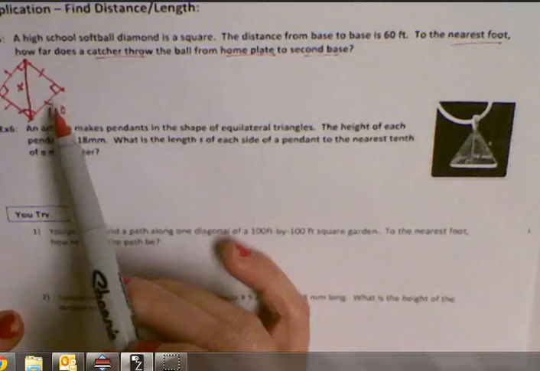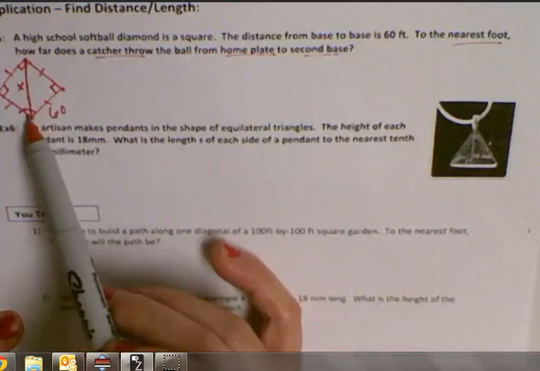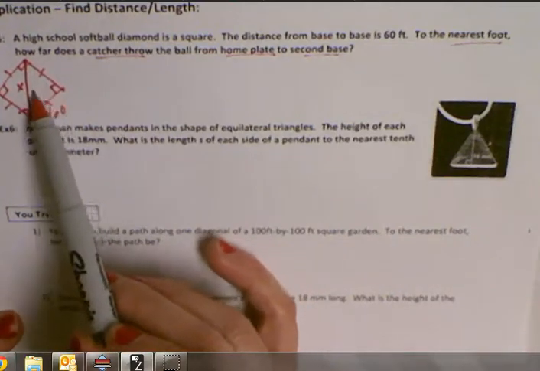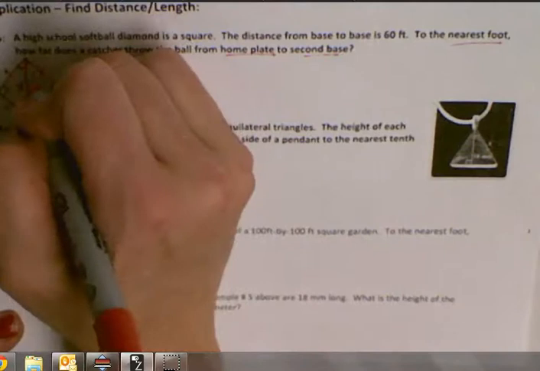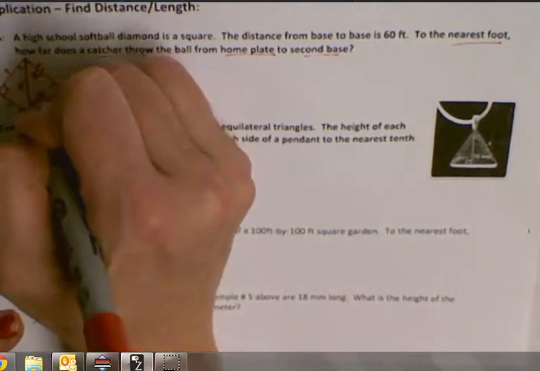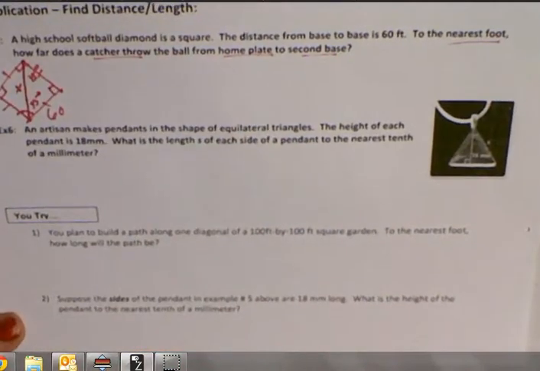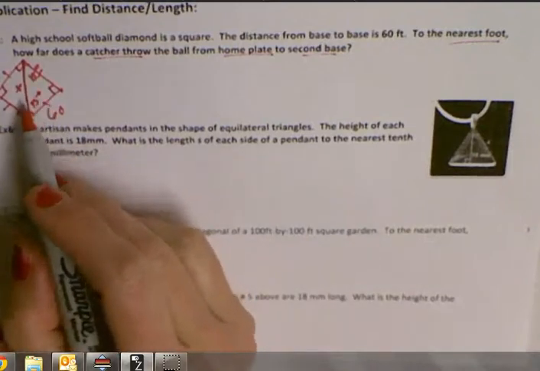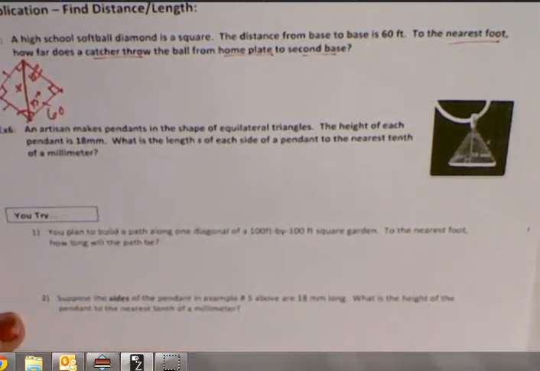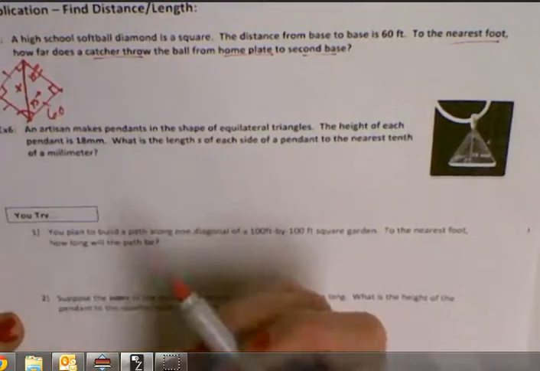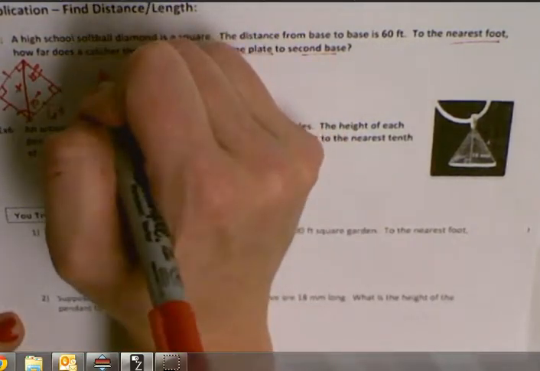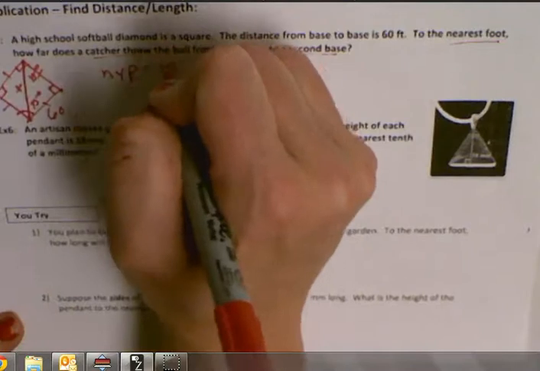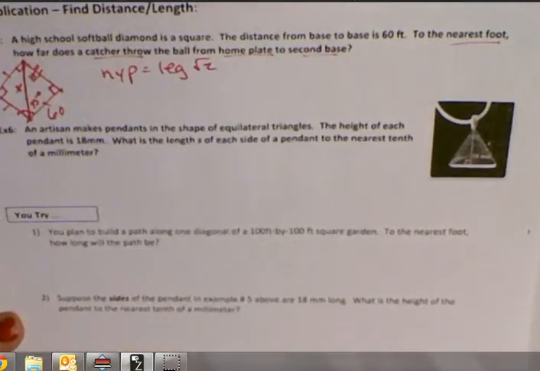But if you take a look, I have a diagonal that creates two isosceles right triangles. So this must be 45 degrees and this must be 45 degrees. So I can use my special 45, 45, 90 to easily find X. If I didn't remember that, I can still use the Pythagorean theorem because I have a right triangle. So we know that the hypotenuse is equal to the leg, rad 2, for a 45, 45, 90 triangle.